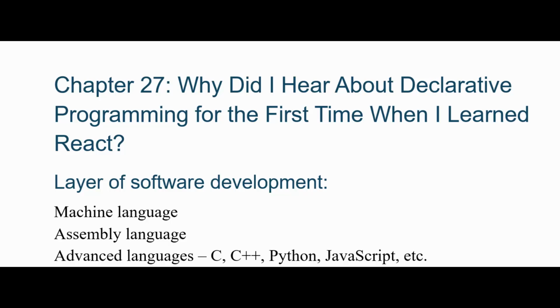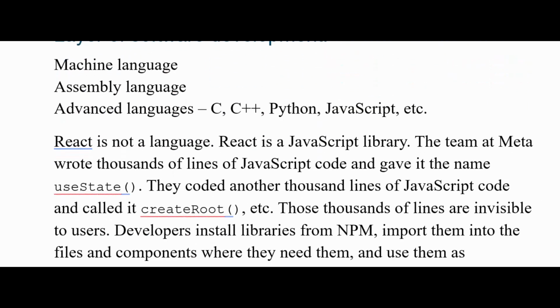Why did I hear about declarative programming for the first time when I learned React? A layer of software development: machine language, assembly language, advanced language, C, C++, Python, JavaScript, etc. React is not a language. React is a JavaScript library.